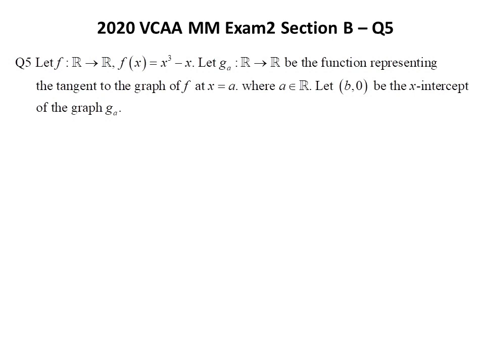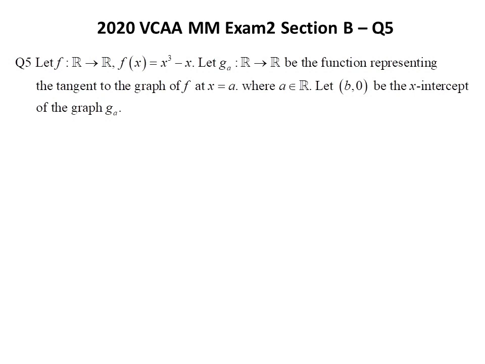Welcome to this VCAA Mathematics exam paper series. This is section B of the 2020 exam 2 paper. There are a total of 5 extended response questions in section B. In this video, I will present the 5th extended response question.